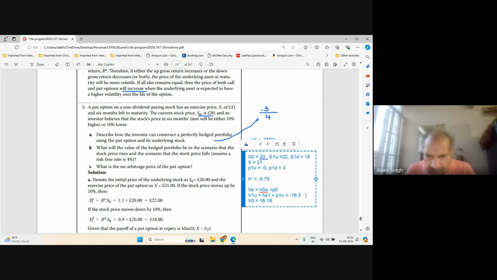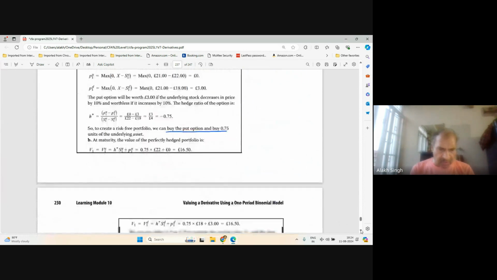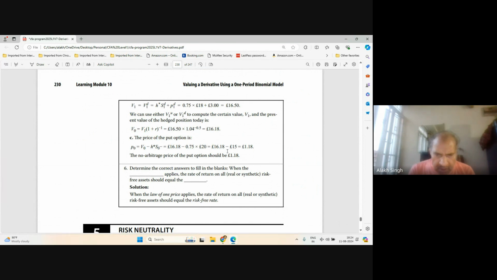So V0 is this divided by, should I write the formula? 16.50 divided by within bracket 1.02, which is equal to 16.18. Okay, so our answer matches the book's answer. That is where they are calculating 16.18. So V0 is 16.18.